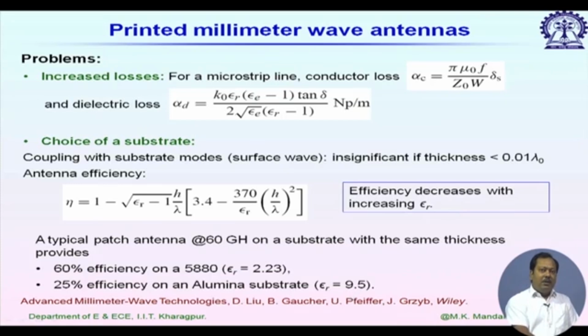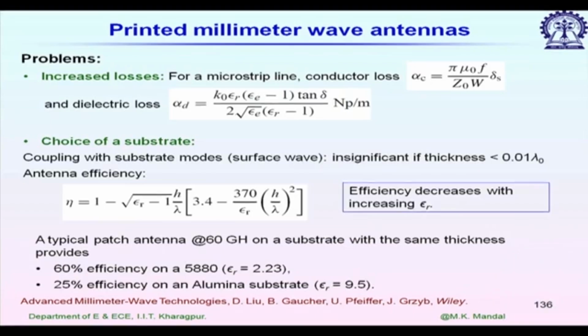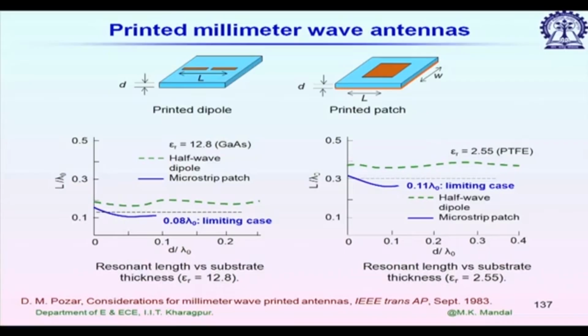So, what do we expect then? If we use higher epsilon r, antenna efficiency will decrease. So, the conclusion is that when we go for millimeter wave design, we have to use lower epsilon r as well as smaller thickness. Next, I am going to show you some studies which can be used as guidelines whenever we are going for antenna design at millimeter wave frequencies.